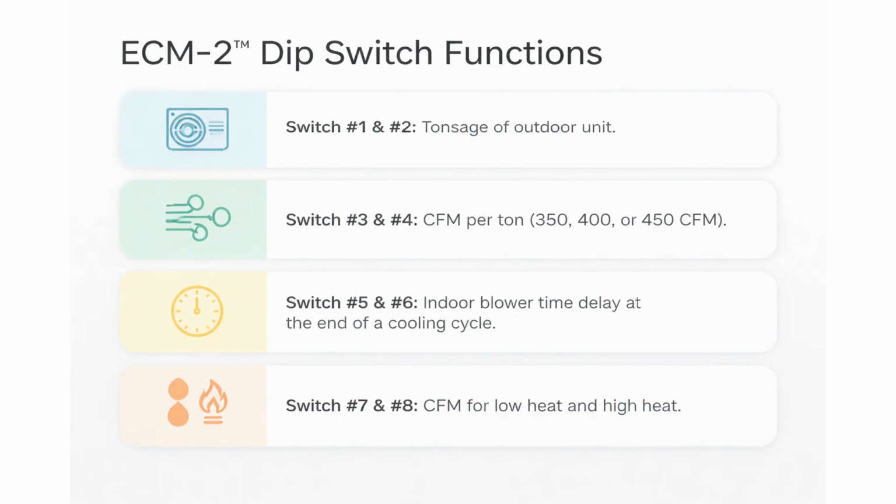Switches 1 and 2 set the tonnage of the outdoor unit. Switches 3 and 4 fine-tune the airflow, allowing you to select 350, 400, or 450 CFM per ton. Switches 5 and 6 configure the indoor blower time delay at the end of a cooling cycle, which can also affect the heating off cycle depending on the equipment. Lastly, switches 7 and 8 set the specific airflow for low and high heat.